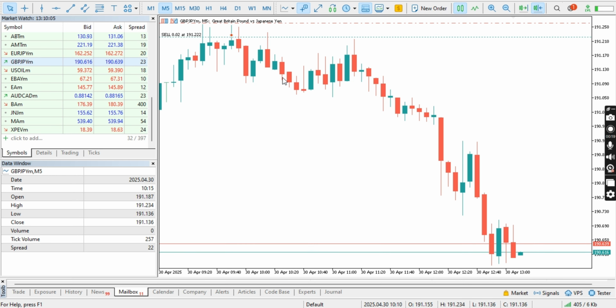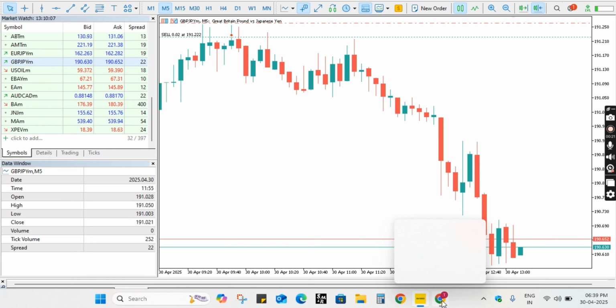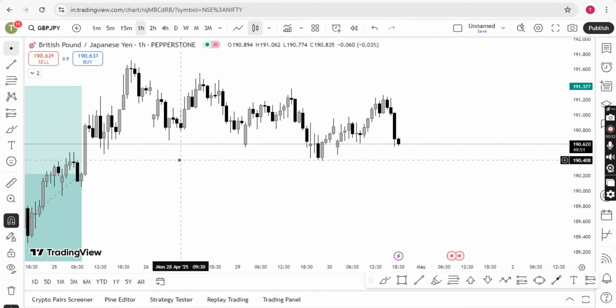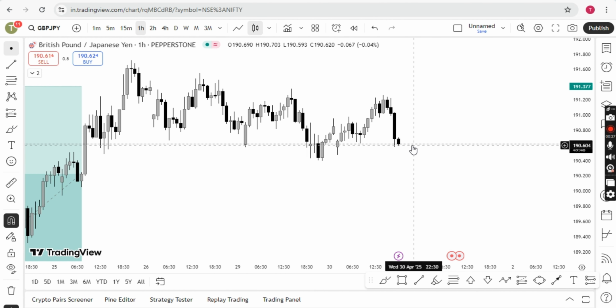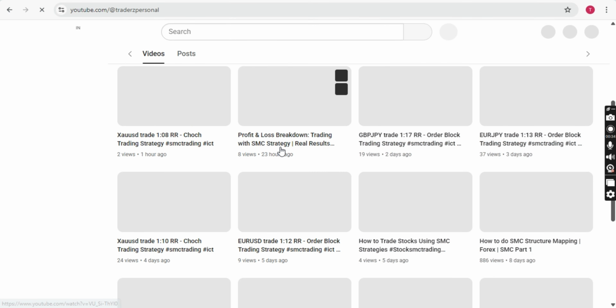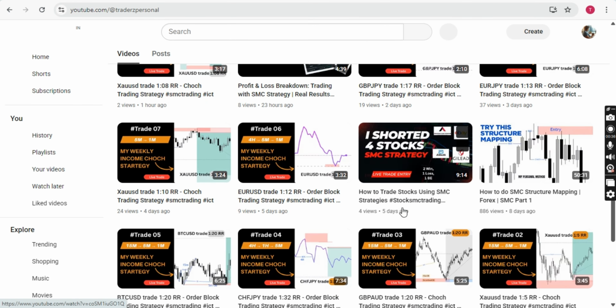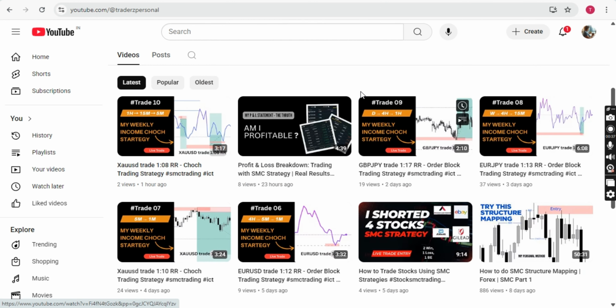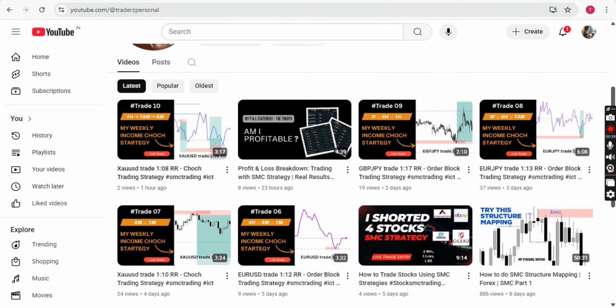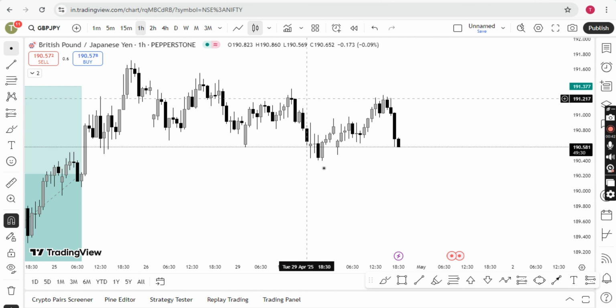Currently it is running in profit, and this was a trade, so I will explain the trade. See, it was a very basic trade that I explained in my structure mapping video. If you have seen the structure mapping video, then it would be a basic trade. So let's see, this is the structure mapping video. If you have not watched it, you can watch it, and I have also uploaded a PNL video, so you can watch that also. So coming back to the trade, see what happened.